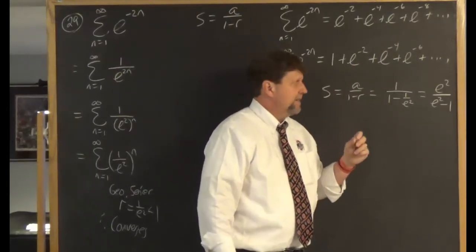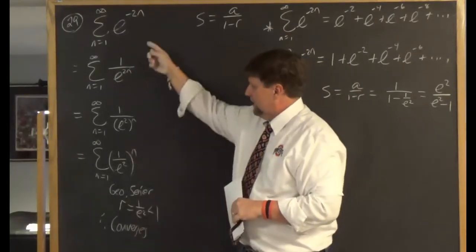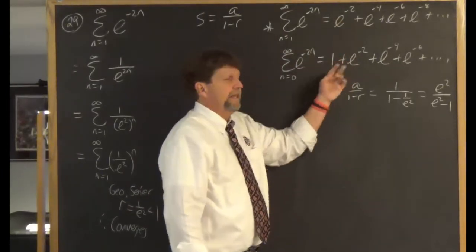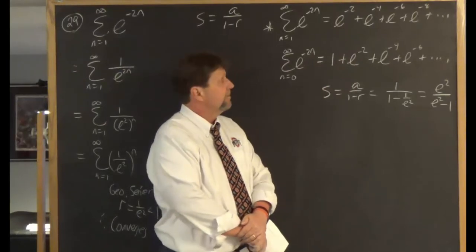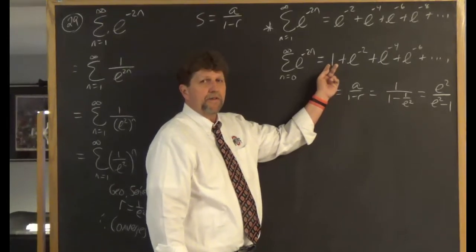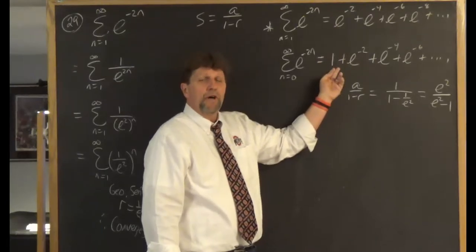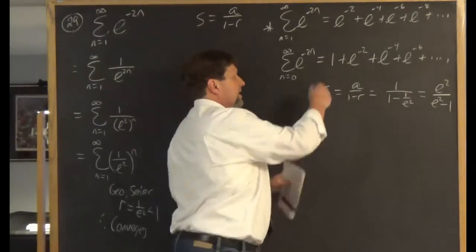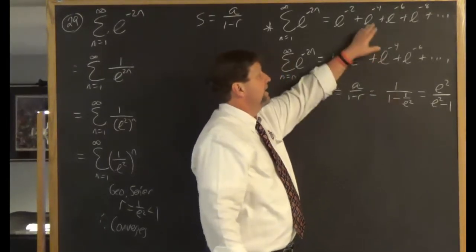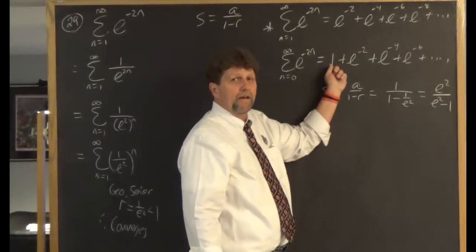But we are being asked, what is the sum of this series? Folks, what is the only difference between these two series? It's this term right here. That's the only difference. This series starts at e to the negative 2nd. This one started with 1. So if we know this series sums up to e squared over e squared minus 1, to get the sum of this series, all we have to do is subtract off that term, subtract off the 1.